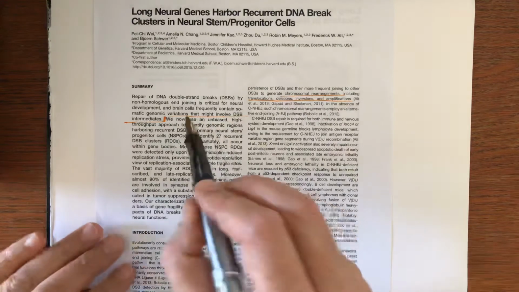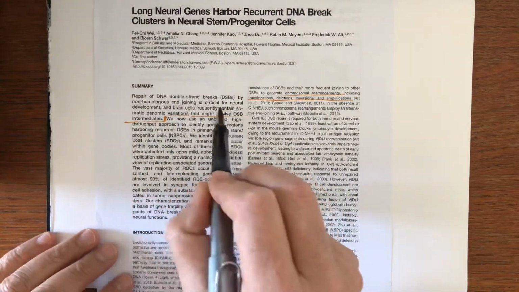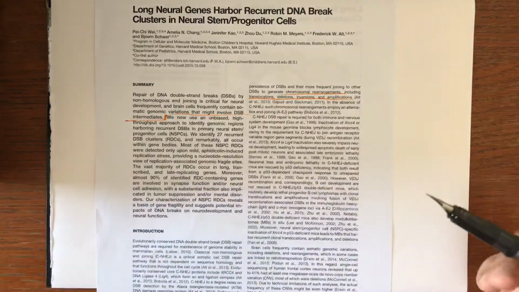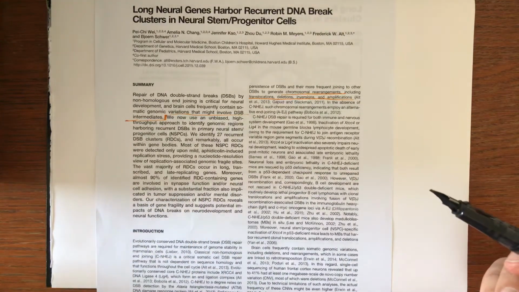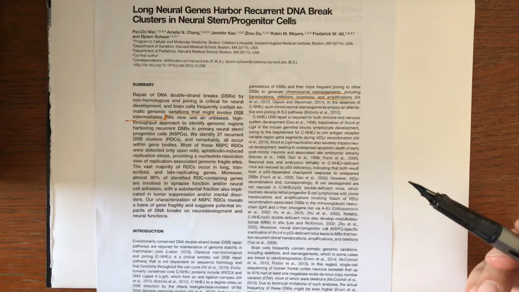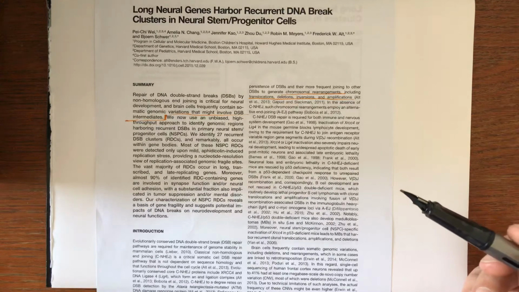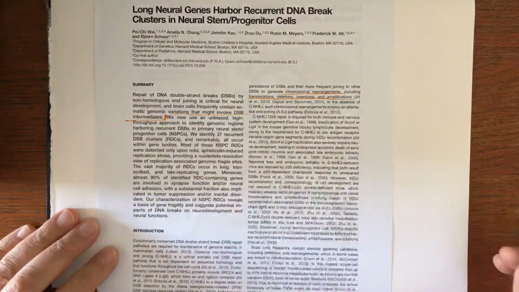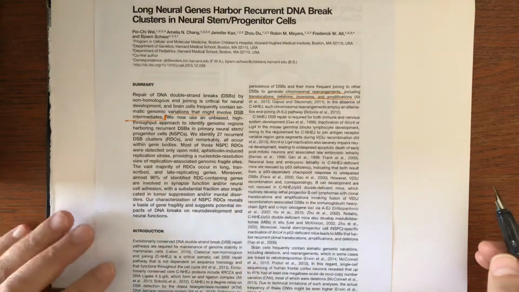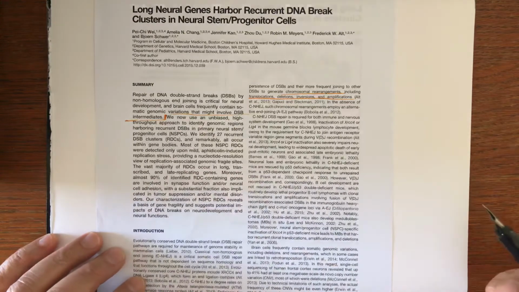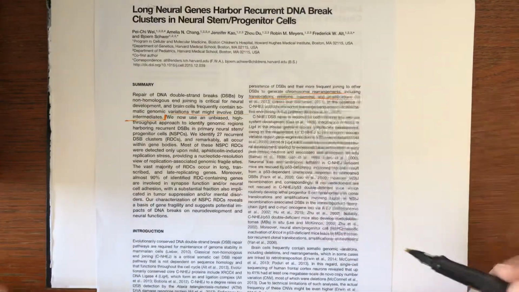Okay, so they are telling us that repair of these double-strand breaks by non-homologous end joining is critical for neurodevelopment. That's a little bit strange. We would understand that repair of double-strand breaks is important, and that non-homologous end joining might be important for survival of cells when it can't be done by homologous repair, but that it's critical specifically for neural cells might seem a little bit unusual. And brain cells, as opposed to other cells, frequently contain somatic genomic variations that might result from this.